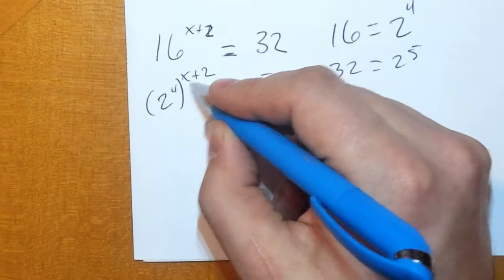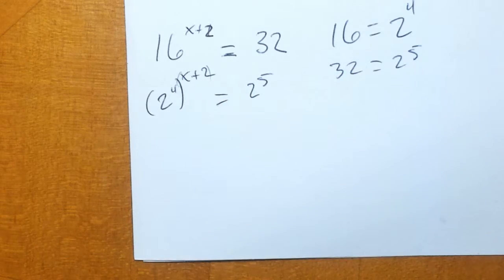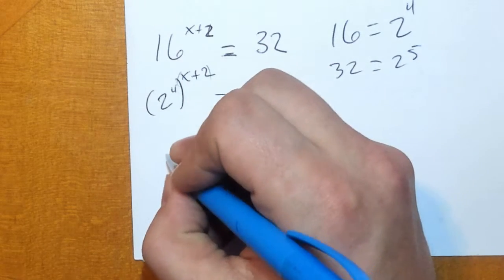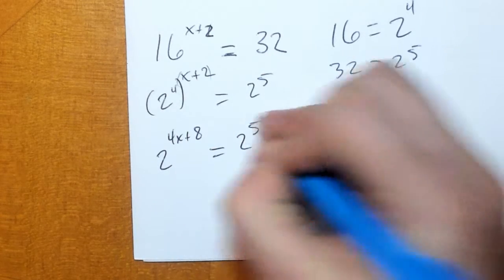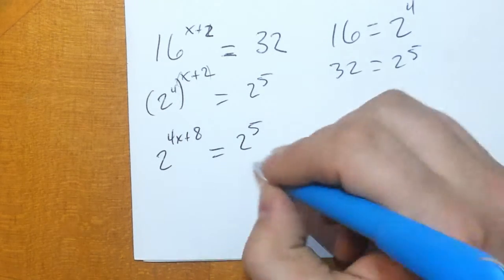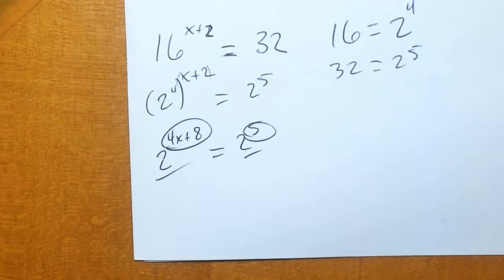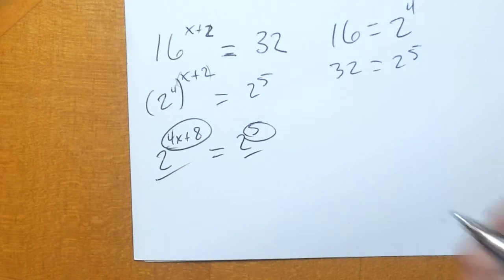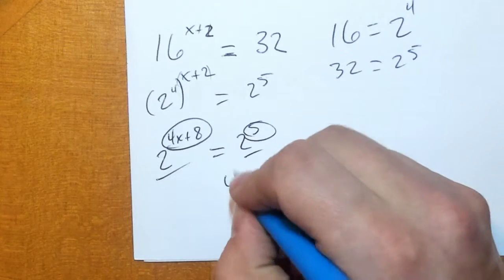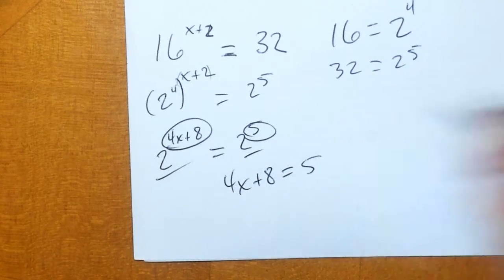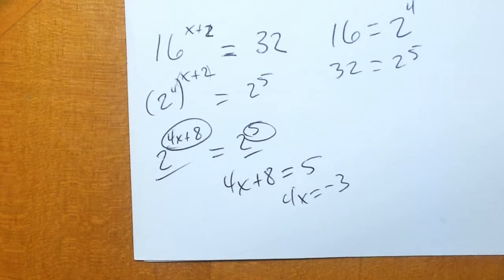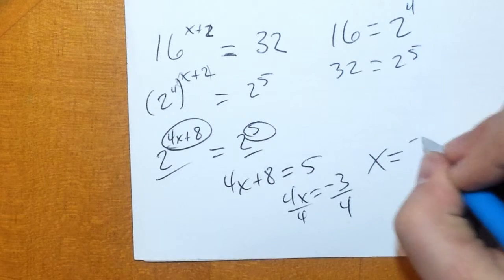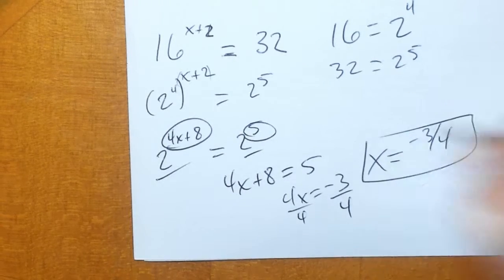Alright, simplifying, again we have to multiply these, carefully, since you're multiplying by the whole expression up there. That's going to be 2 to the 4x plus 8 equals 2 to the 5. Okay, same base. Set those exponents equal to each other. 4x plus 8 equals 5. So we'll do some simplifying. 4x equals negative 3. Divide by 4. x equals negative 3/4. And there we go.